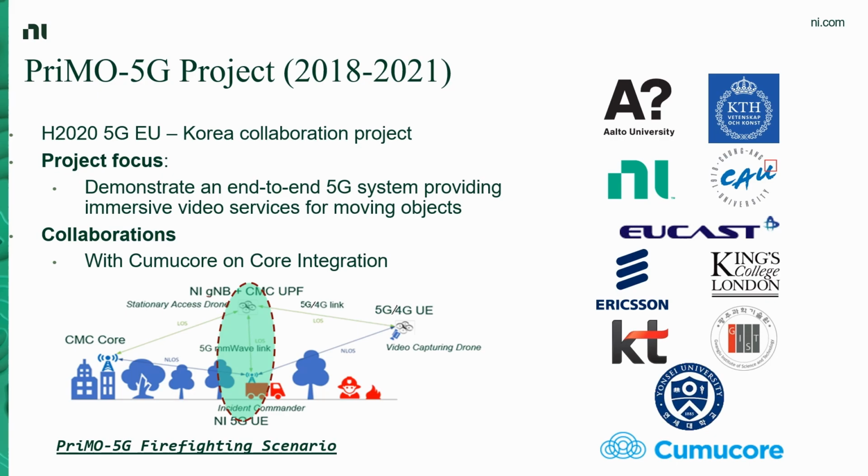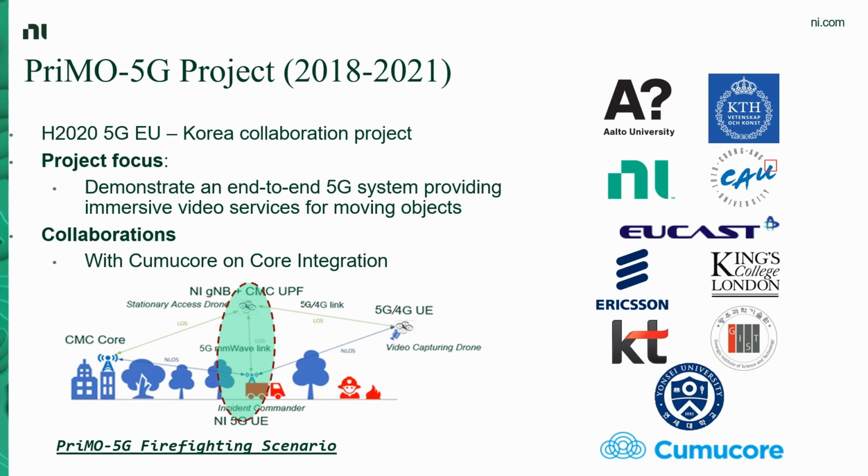For NI, we have two objectives. The first objective is to integrate the G-Node-B and core network, and here we have a collaboration with CommuCore. The second objective is to design a mmWave transceiver and demonstrate mmWave beam management prototyping for 5G NR. And this is what we are going to focus on in this demo.